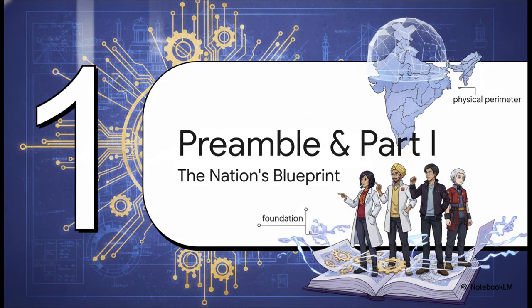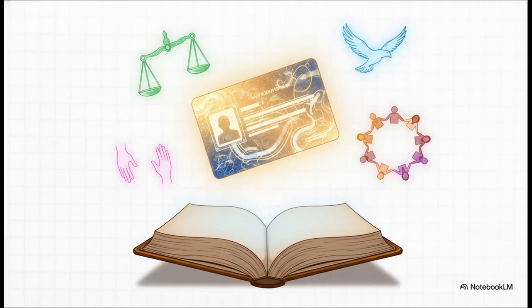All right, starting right off with section 1, the preamble and part I. This establishes the very foundation and the physical perimeter of the nation's blueprint. We start with the preamble. Think of it as the ultimate identity card of the Constitution. It's this beautiful philosophical preface that guarantees India is a sovereign, socialist, secular, democratic republic. And the main goal here? Securing justice, liberty, equality, and fraternity for absolutely everyone.